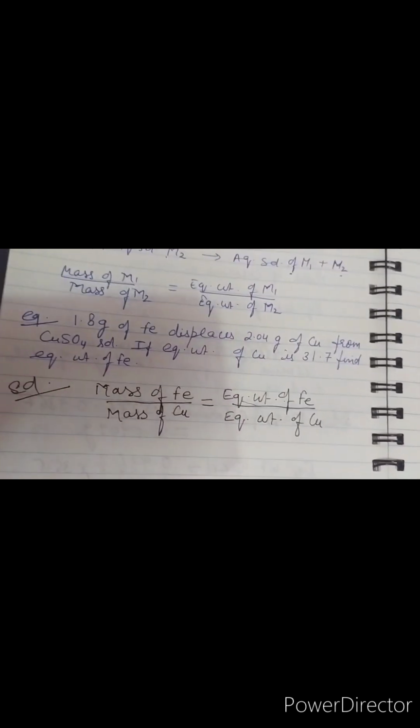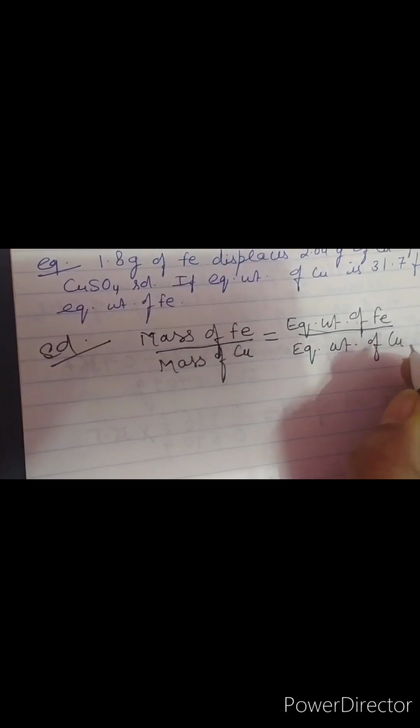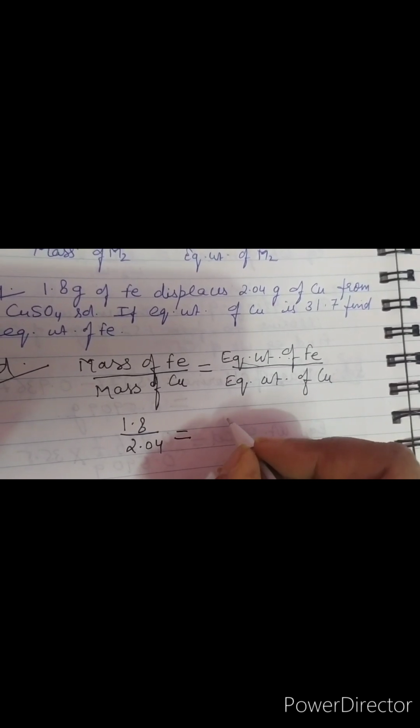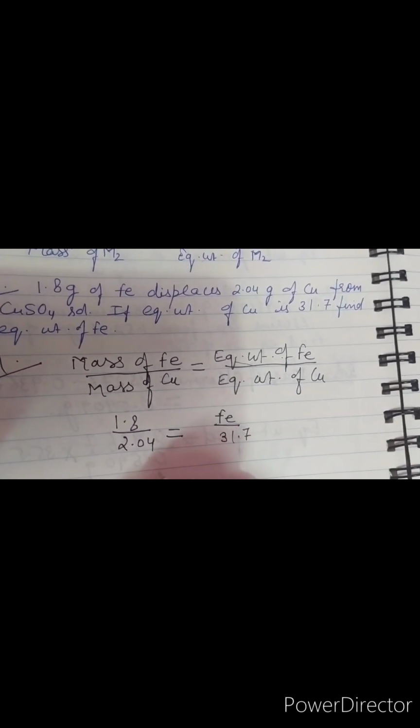Now we have to put the corresponding values. Mass of iron is 1.8 divided by mass of copper is 2.04 is equal to equivalent weight of iron, which we have to find out, so we'll let it be Fe, upon equivalent weight of copper, which is given as 31.7.